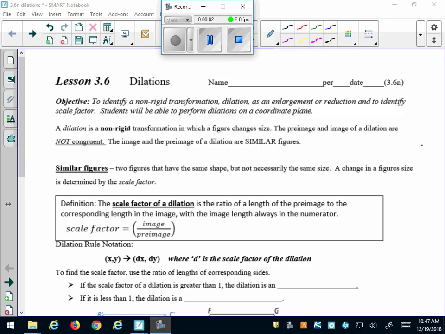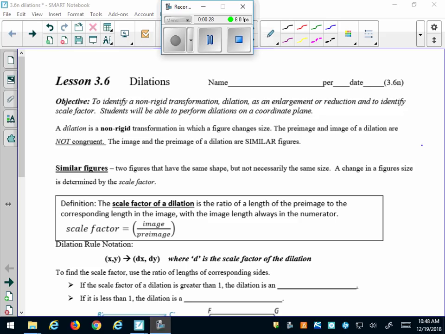All right, so in lesson 3.5, we learned about transformations, which is basically changing a figure in some way. We learned about rigid transformations. What were the three types of rigid transformations? Give me one. Translation, which was like a slide.